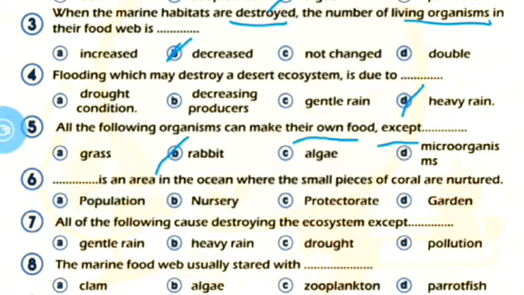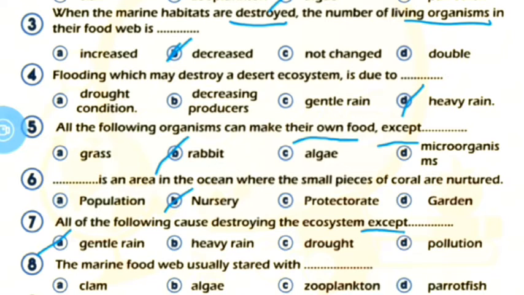Number 6: is an area in the ocean where the small pieces of coral are nurtured. What will it be? The nursery, bravo. Number 7: all of the following cause destroying the ecosystem, except. Except who? Gentle rain.